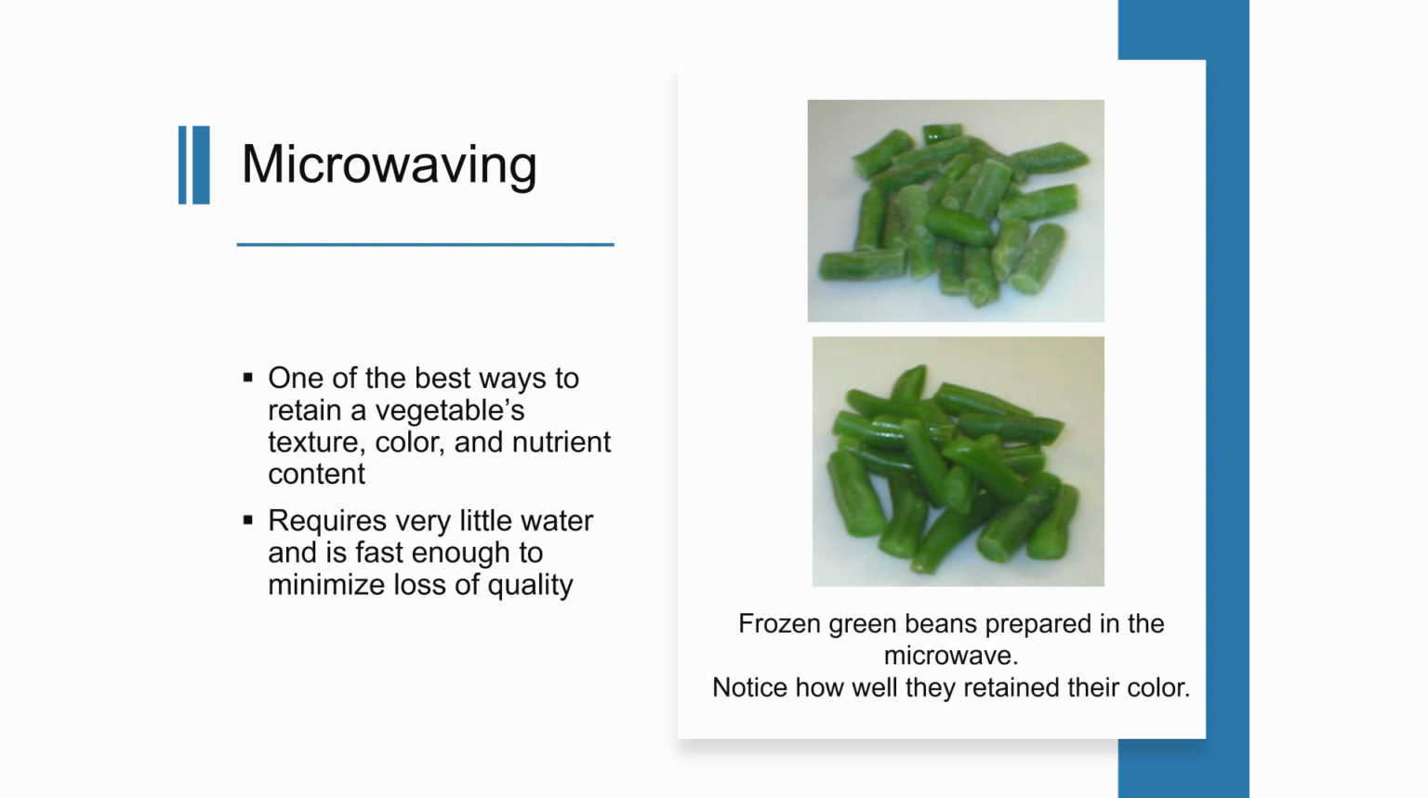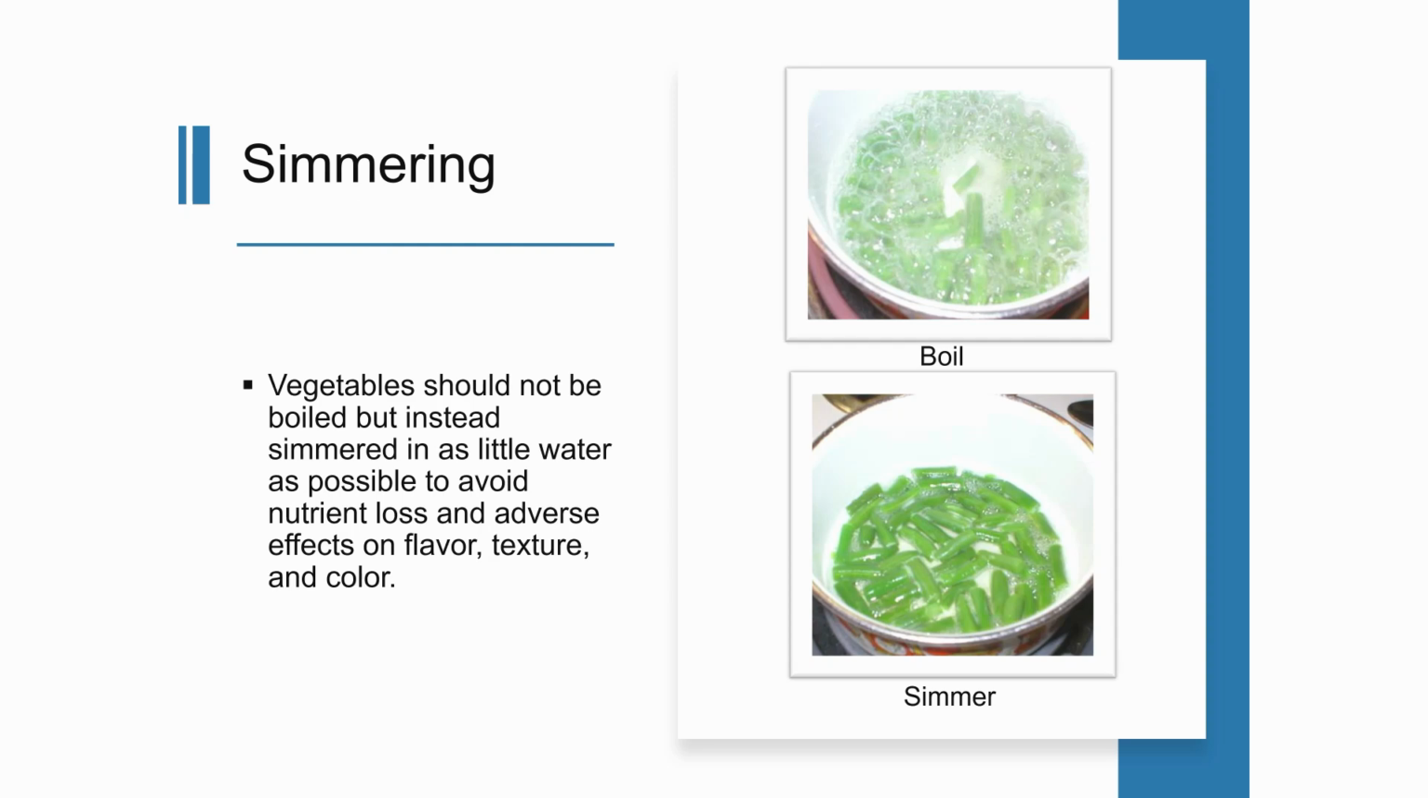Microwaving is one of the best ways to retain a vegetable's texture, color, and nutrient content. And this requires very little water, and it's fast enough to minimize loss of quality. If you've noticed, in the frozen section, there are quite a few brands of vegetables that come in packages that are microwavable. You just put the whole bag in the microwave, and in 5 minutes you have vegetables ready to eat. You can simmer vegetables, but they should not be boiled, and they should be simmered in as little water as possible to avoid nutrient loss and adverse effects on color, flavor, and texture. And here you see the difference in boiling versus simmering.